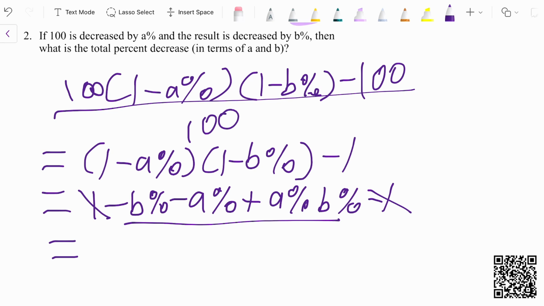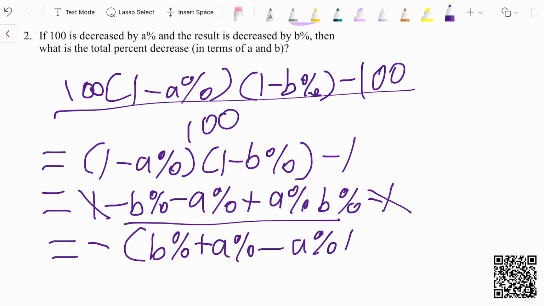But it's asking you what the percent decrease is. And we can pull out the negative sign here because it was obvious from the start because it is saying percent decrease. So we can pull out the negative sign here. And if we pull out the negative sign inside our parentheses, we would get, so all of these are swapped now, B%.